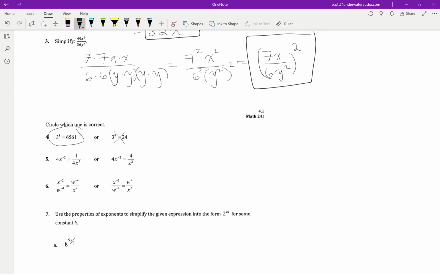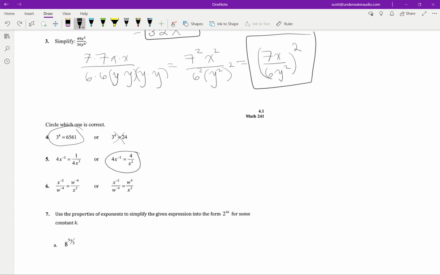Okay, 4x to the negative 2 is 1 over 4x squared, or 4x to the negative 2 is 4 over x squared. So actually, the right answer is this one. People get this wrong a lot. So it's this negative 2, there's no parentheses around the 4x, so that negative 2 is only applying to the x. So the 4 needs to stay on top. It's just got a power of 1. So the right answer is the right side.